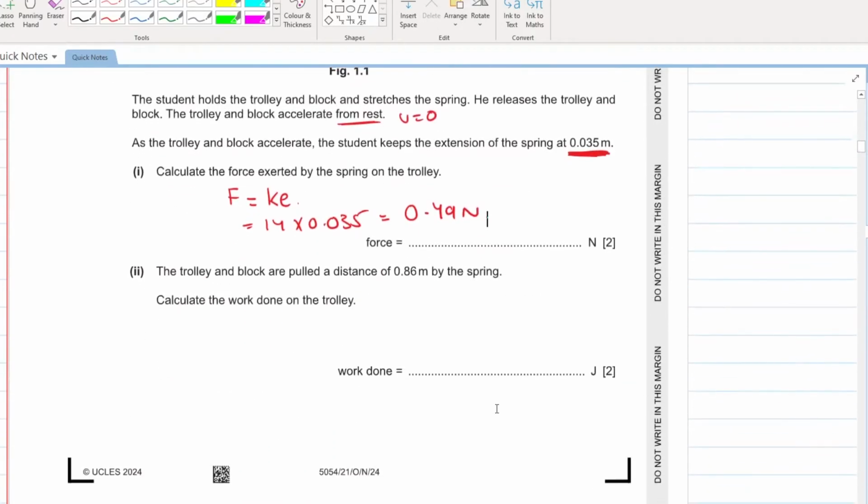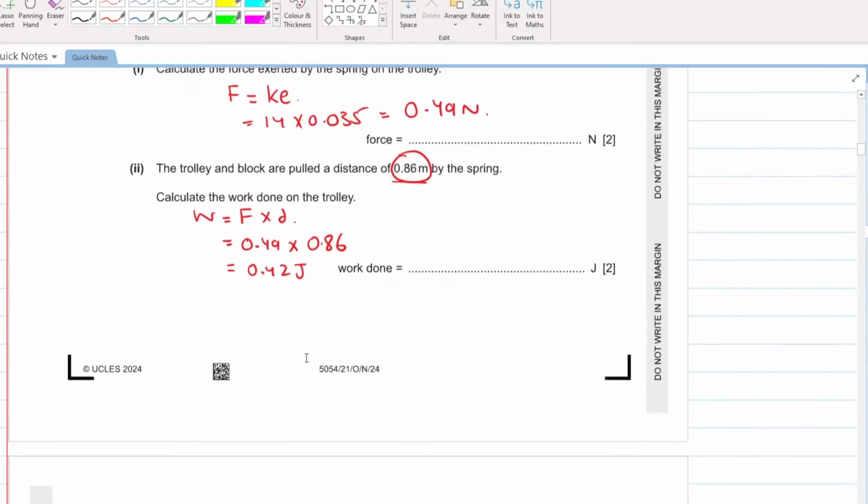The trolley and block are pulled a distance of 0.8 meters by the spring. Calculate the work done on the trolley. What is the formula of work done, beta? Work done का formula क्या होता था? Force into the distance traveled in the direction of force. What is force? 0.49. What is the distance traveled in the direction of the force? 0.86. What does your work done come out to be? 0.42 joules. Now let's further move ahead.